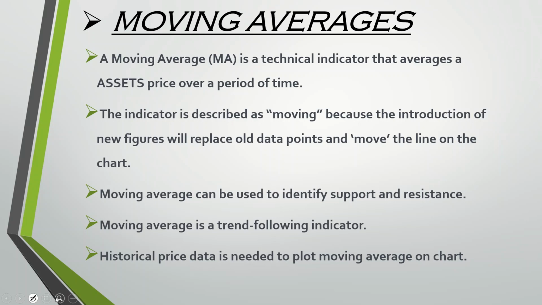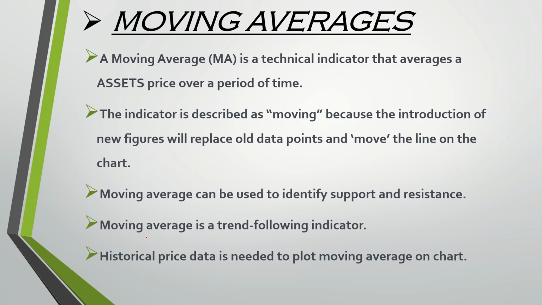Historical price data is needed to plot moving average on the chart. You can plot a moving average for the last 500 periods, but you just need the data points, meaning the price for the last 500 periods. The period can be a day, an hourly chart, a 5-minute chart, whatever it can be.